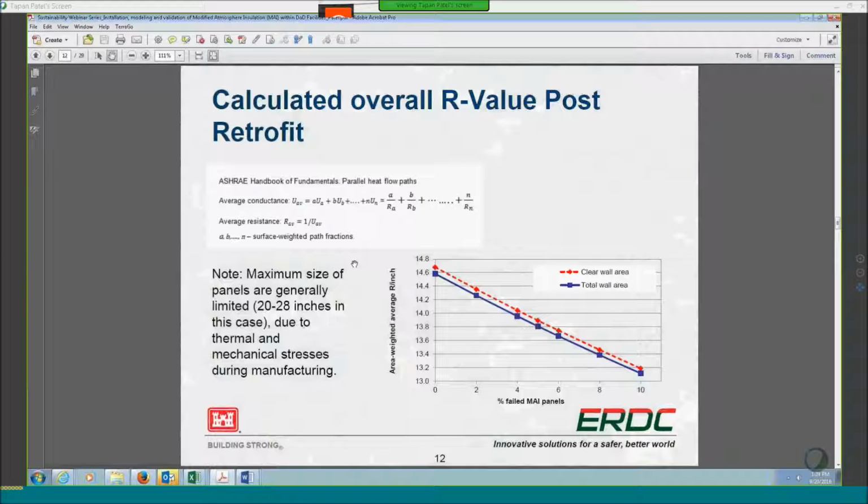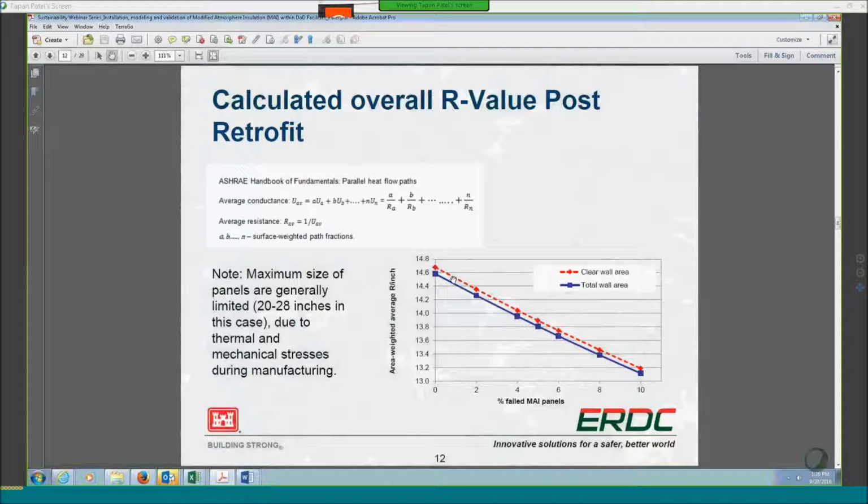When you have a nice plan laid out and you've got the drawings, you can easily calculate the area that panels are filling. You can calculate your total wall area, and so you can generate a graph here. On the x-axis, you've got the percentage of failure, and on the y-axis, you've got the overall R value. That's an area-weighted average. So as you can expect, the more failed panels you have, the lower your R value is.